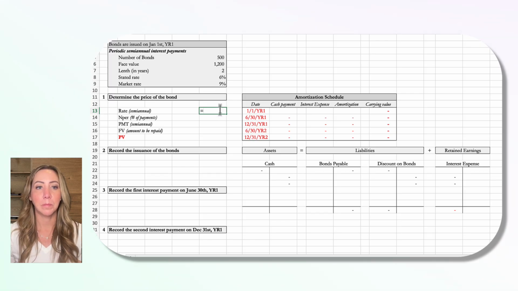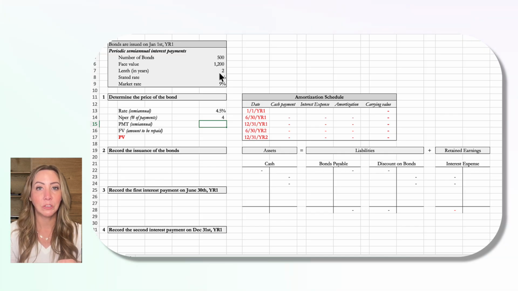So I need to grab that 9% interest. And again, also remember the two rules are to halve the interest rates and double the periods when dealing with semi-annual payments. So I'm going to divide this by 2. Now I need the number of periods that I'm going to make interest payments, and that is 2 years. Multiply that by 2.